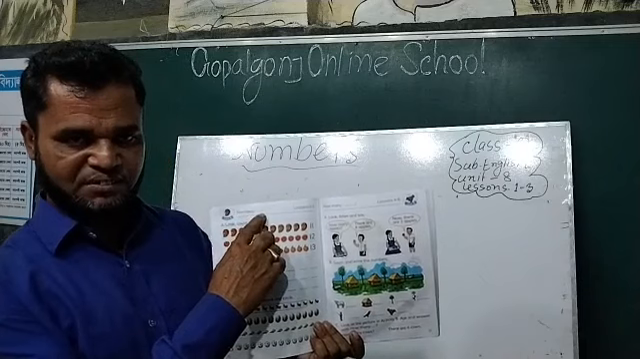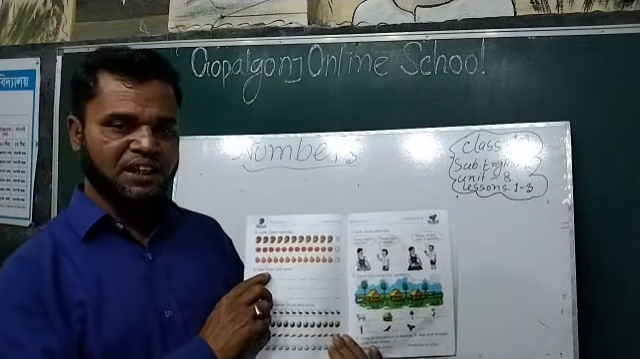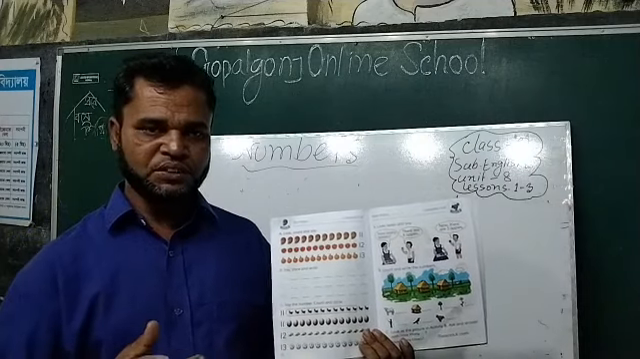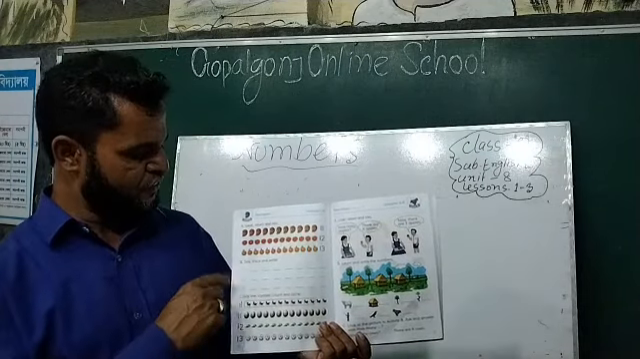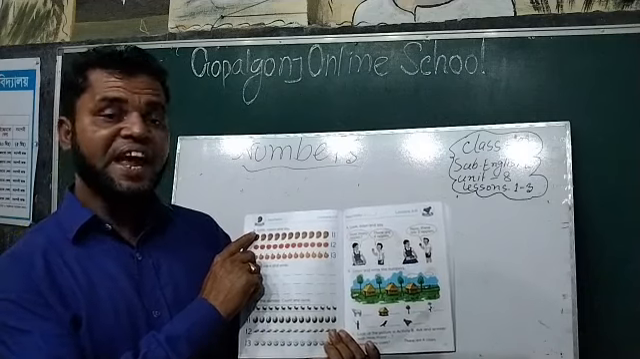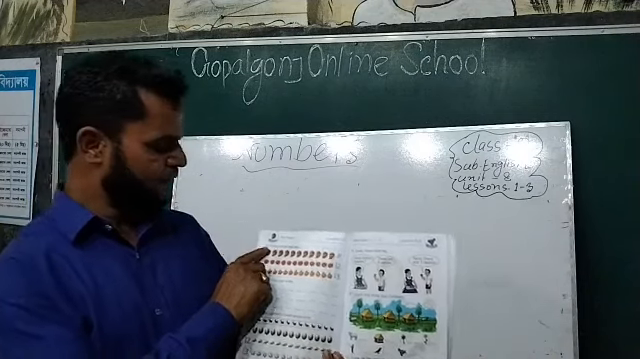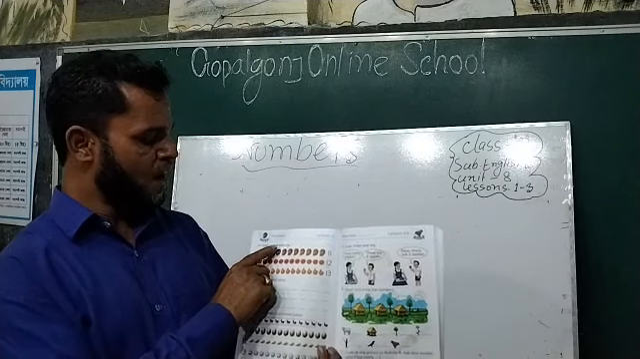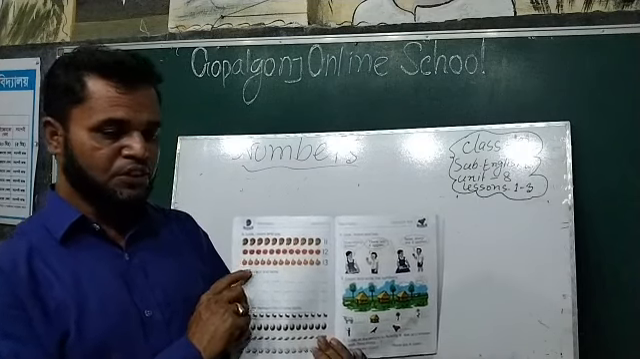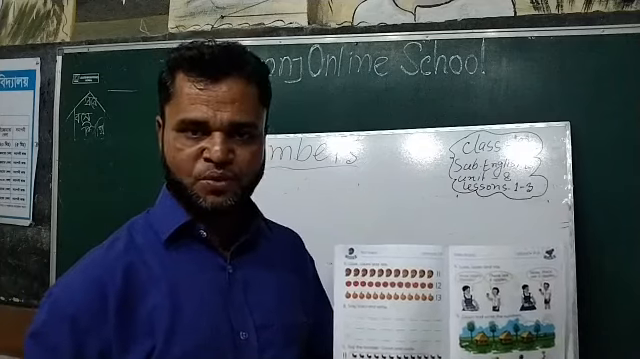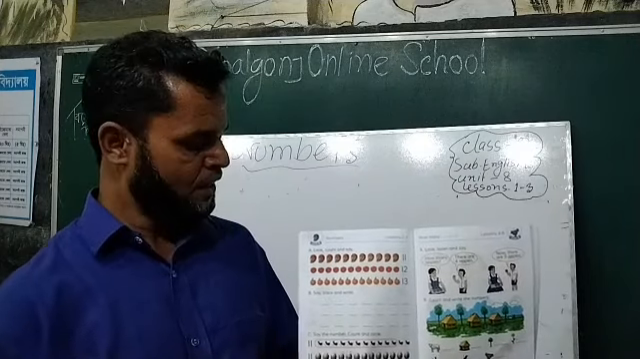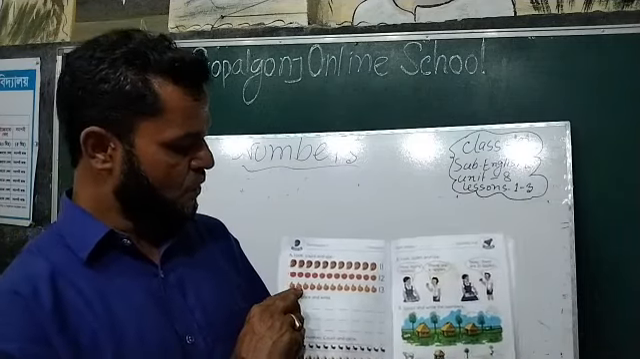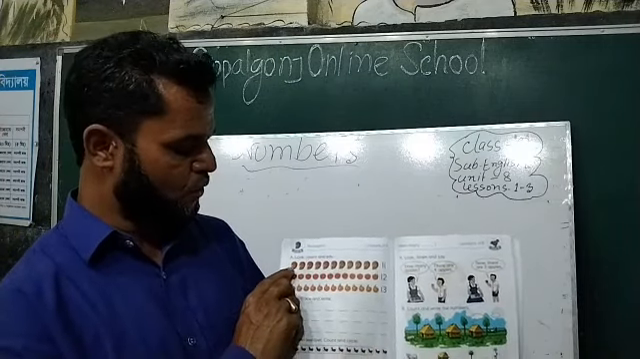There is a number. So, students, let's see your book at page 16, activity A. Look, count and say. Dear students, a few minutes ago, we counted some things. Let's count the mangoes.